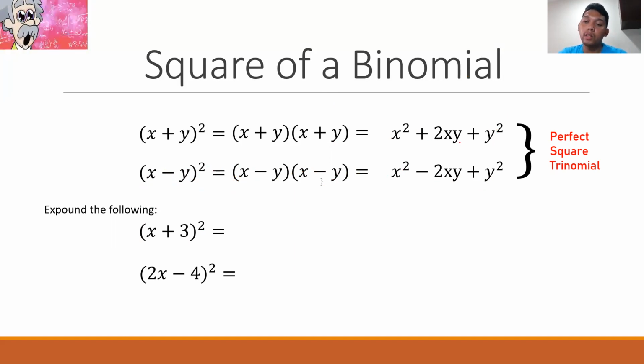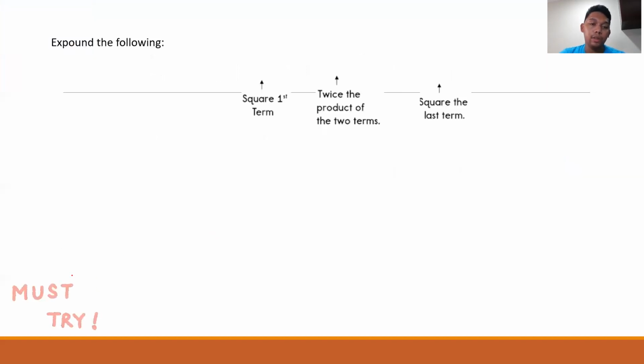Take note that the results of squaring a binomial, these two here, are what we call the perfect square trinomial. How do you determine that a trinomial is a perfect square? The first term is a square and the last term is a square. The middle term is twice the product of the square root of the first term and the last term. Now let us use these patterns in the following examples. If you want to try the examples, you can pause the video and try to solve using the formula.